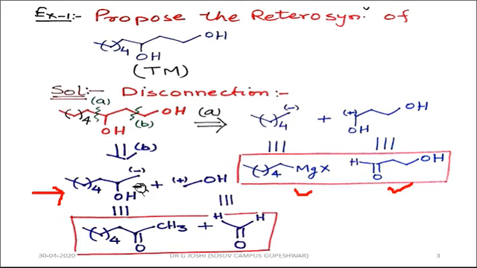After getting these synthons, we'll convert them into the corresponding synthetic equivalents as per the guideline. Now we have two groups of reagents. One group contains this RMgX, or we can further get a synthetic equivalent for this, that is the corresponding alkyl halide, and this hydroxy ketone. Similarly, the second one is this ketone and formaldehyde.